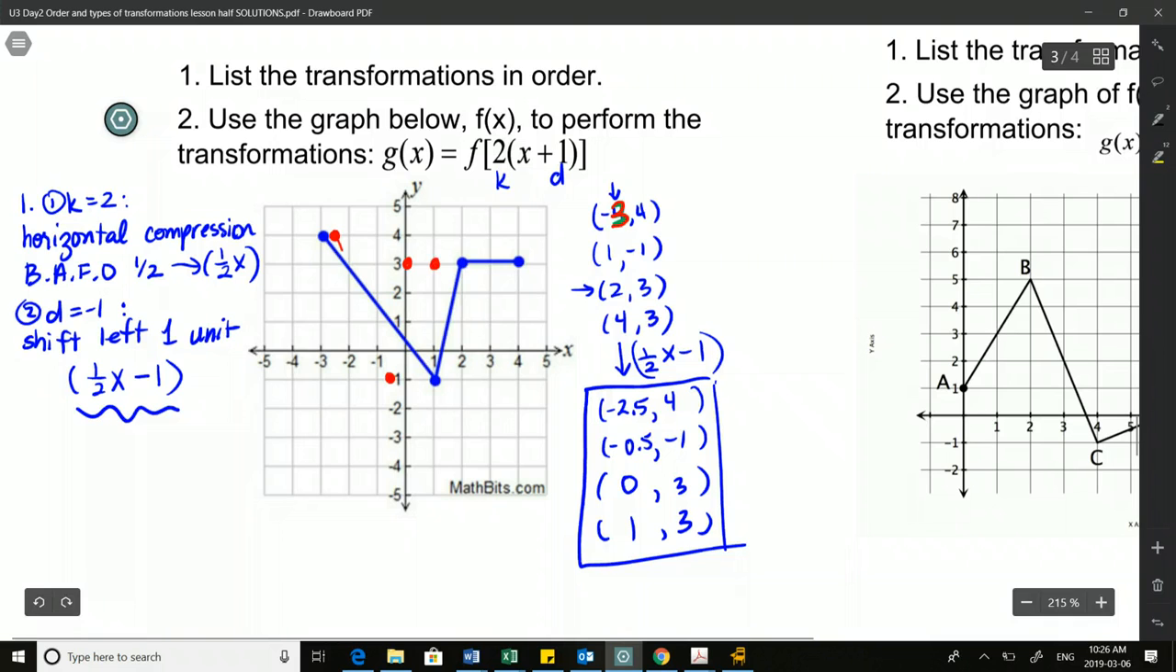Okay, and then it should follow the same kind of pattern that the original graph follows. So same shape, but it's just compressed a little bit.